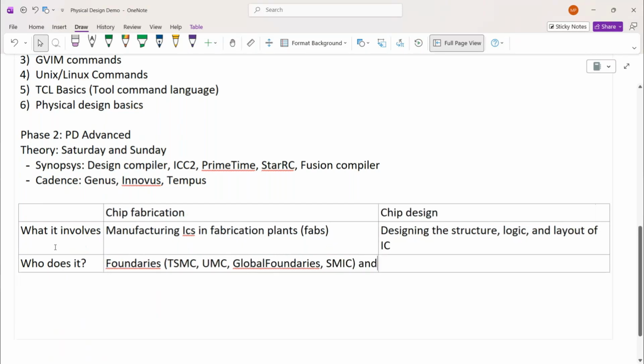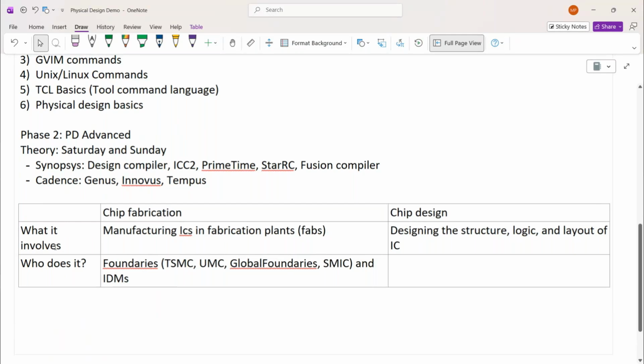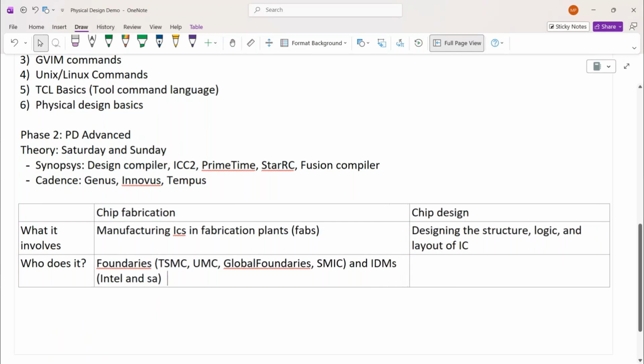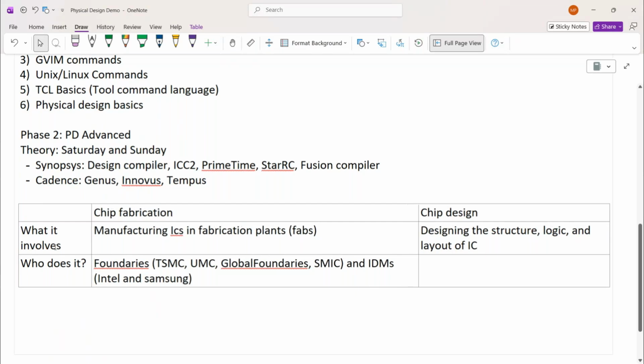And there is a thing called IDMs. These are the companies that design as well as fabricate. We have two such companies, Intel and Samsung. Intel is into design also, so you can get a job in Intel or in Samsung. These two are fabricating, and they have their own fab labs also. This is how chip fabrication is happening.